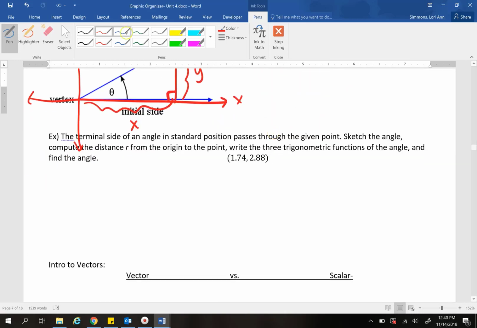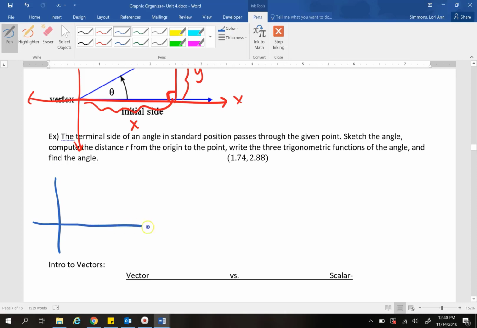Alright, so let's work on an example. The terminal side of an angle in standard position passes through the given point. Sketch the angle, compute the distance r from the origin to the point, and write the three trig functions of the angle and find the angle.